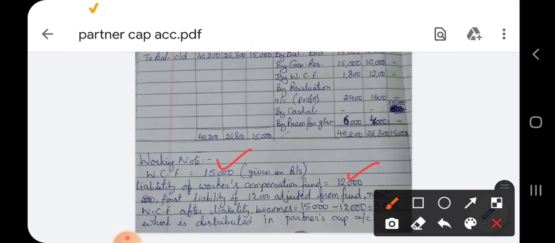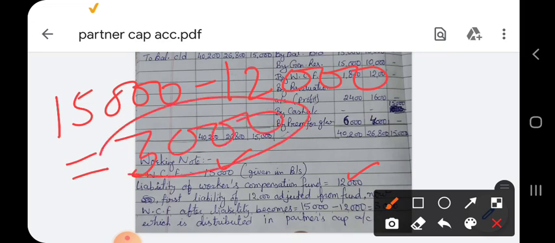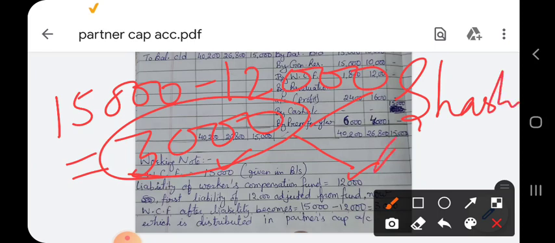So first, out of 15,000, 12,000 is used for the liability. Now the fund remains only 3,000. This remaining 3,000 fund is going to be distributed among the partners, two partners only. The partners are Shashi and Ashu.